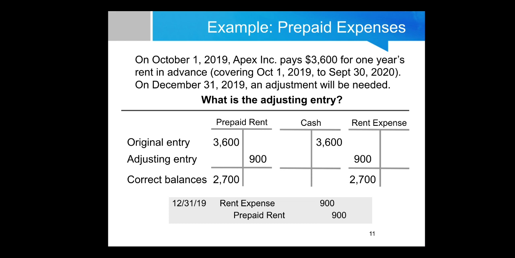At the same time, you have to reduce the account prepaid rent because asset prepaid rent has decreased 900. 3 months has passed since 1st of October. So $900 from the 3,600 prepaid rent has been used or has become an expense. So that is the adjusting entry. Debit rent expense 900, credit prepaid rent 900. When you reduce the prepaid rent, you credit the account. That's why the journal entry is prepaid rent credit 900.